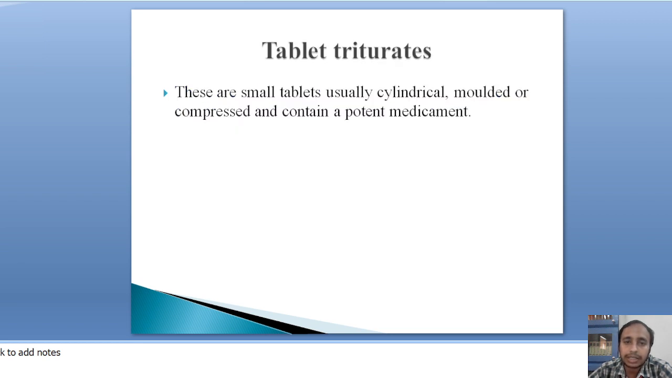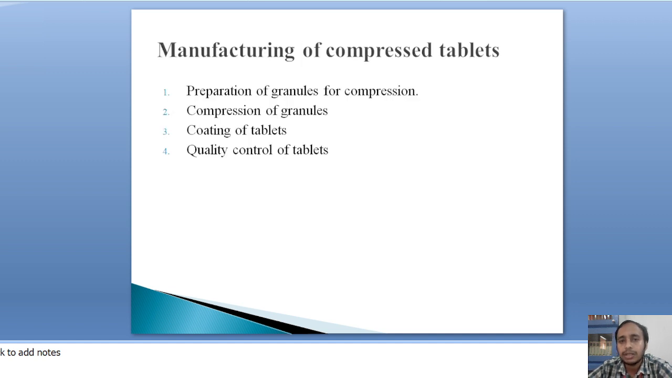Next is tablet triturates. These are small tablets, that's why they are called triturates. They are cylindrical in shape and contain a potent medicament. Next is the manufacturing of the compressed tablet. I will discuss manufacturing of the compressed tablet in the next classes. Simply, here I want to say that tablets are prepared by compression, that is, compression of the granules, which I will discuss later.